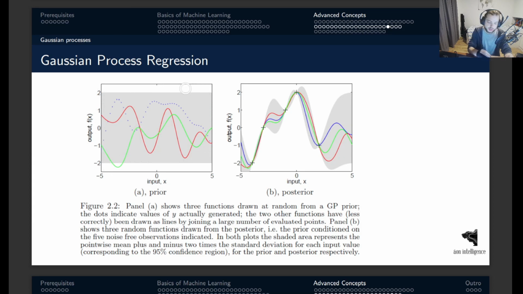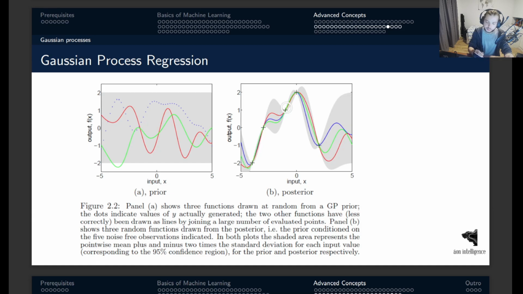So this shaded area tells us that on expectation 95% of these lines, our functions, will be within this shaded area. Sometimes it will leave the shaded area, but not really far off, because this is the 95% confidence interval of our Gaussian process samples. But this is the prior, the less interesting case, because we don't take into account our training data. So now let's look at the posterior.